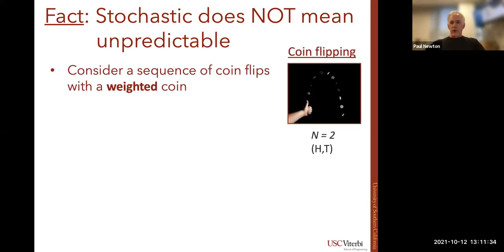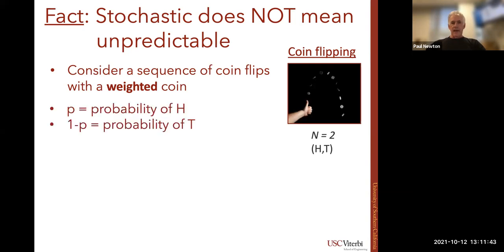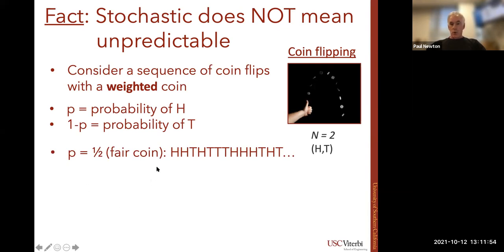Imagine coin flipping. Consider a sequence of coin flips with a weighted coin. There are two possibilities: you either land on heads or you land on tails. So there are two states, and let's say P is the probability of heads and 1 minus P is the probability of tails. In a fair coin, P would be 1/2, and in one realization you get a sequence of H's and T's that looks something like this. Roughly speaking, after a long enough sequence, you start converging by the law of large numbers to roughly 50% H's and 50% T's.